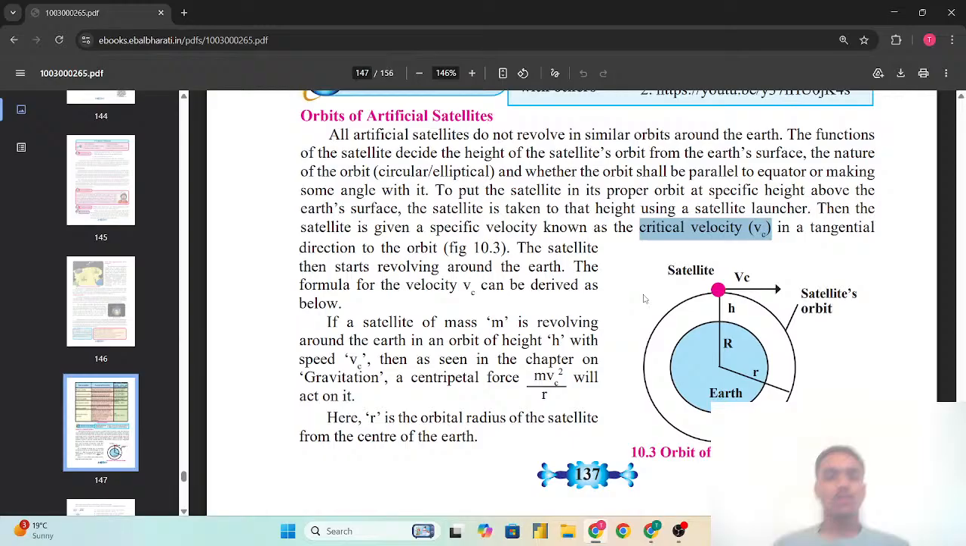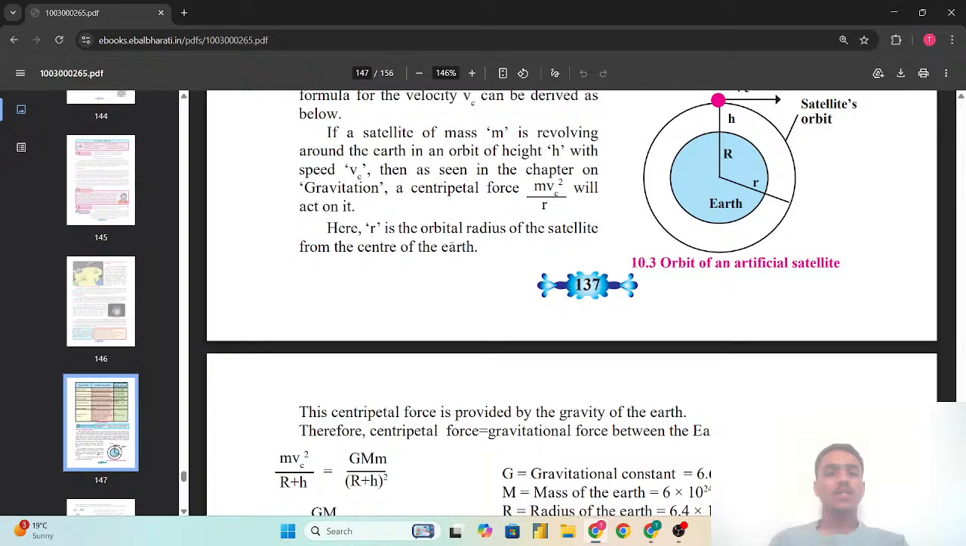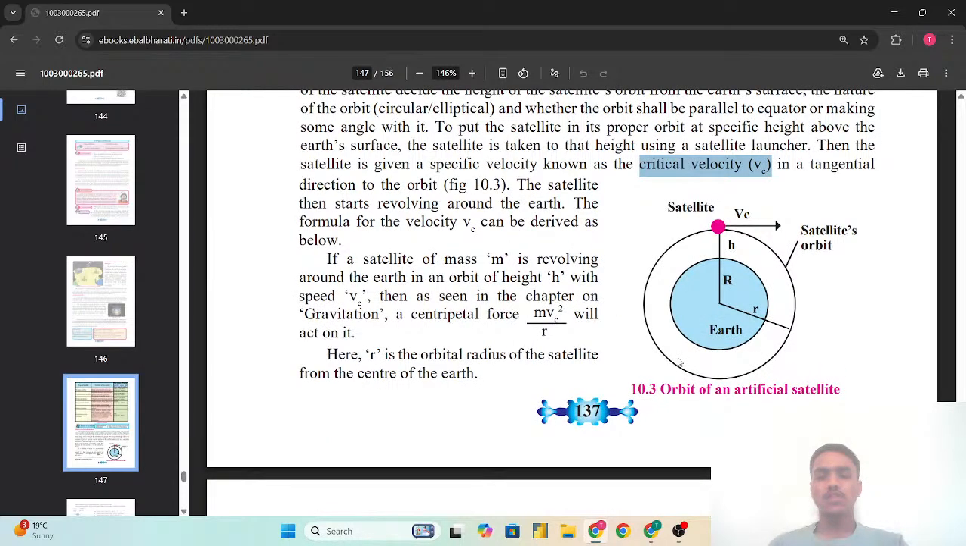R is the radius, h is the height. So here r is the orbital radius of the satellite from the center of the Earth. As shown in figure 10.3, capital R is the radius of the Earth. This r is the orbital radius of the satellite from the center of the Earth.